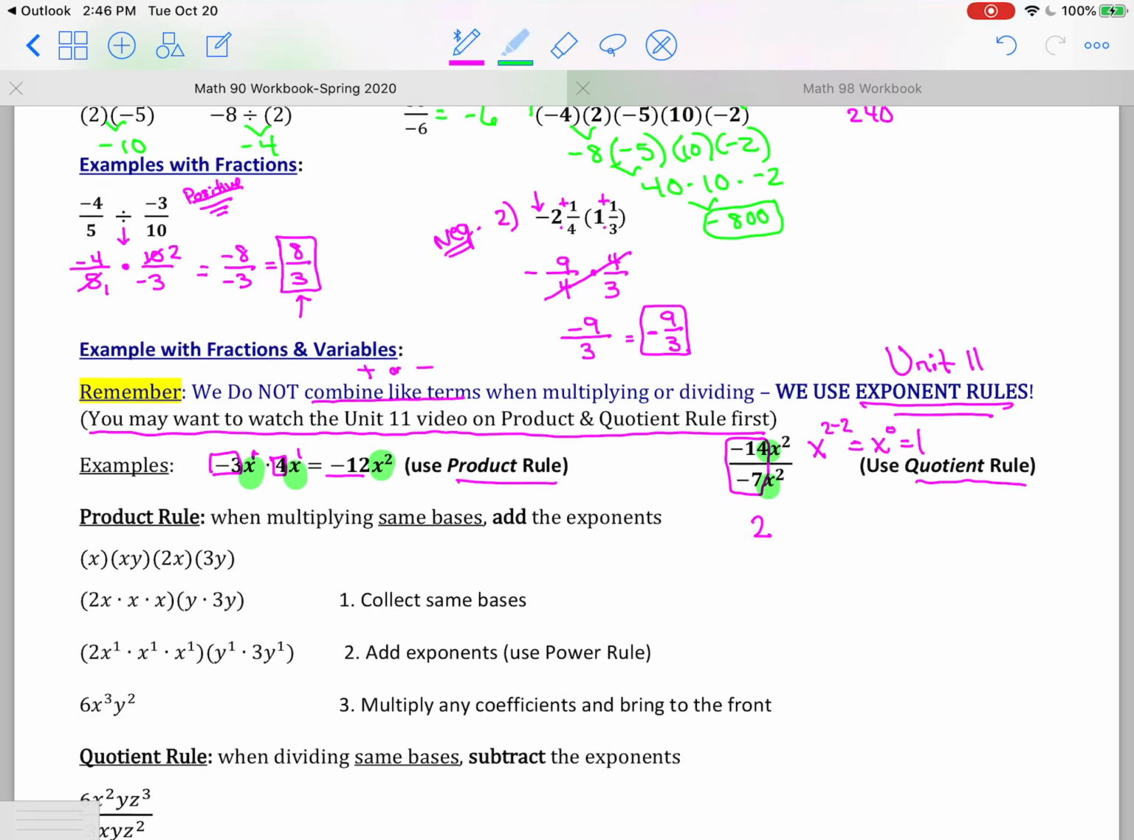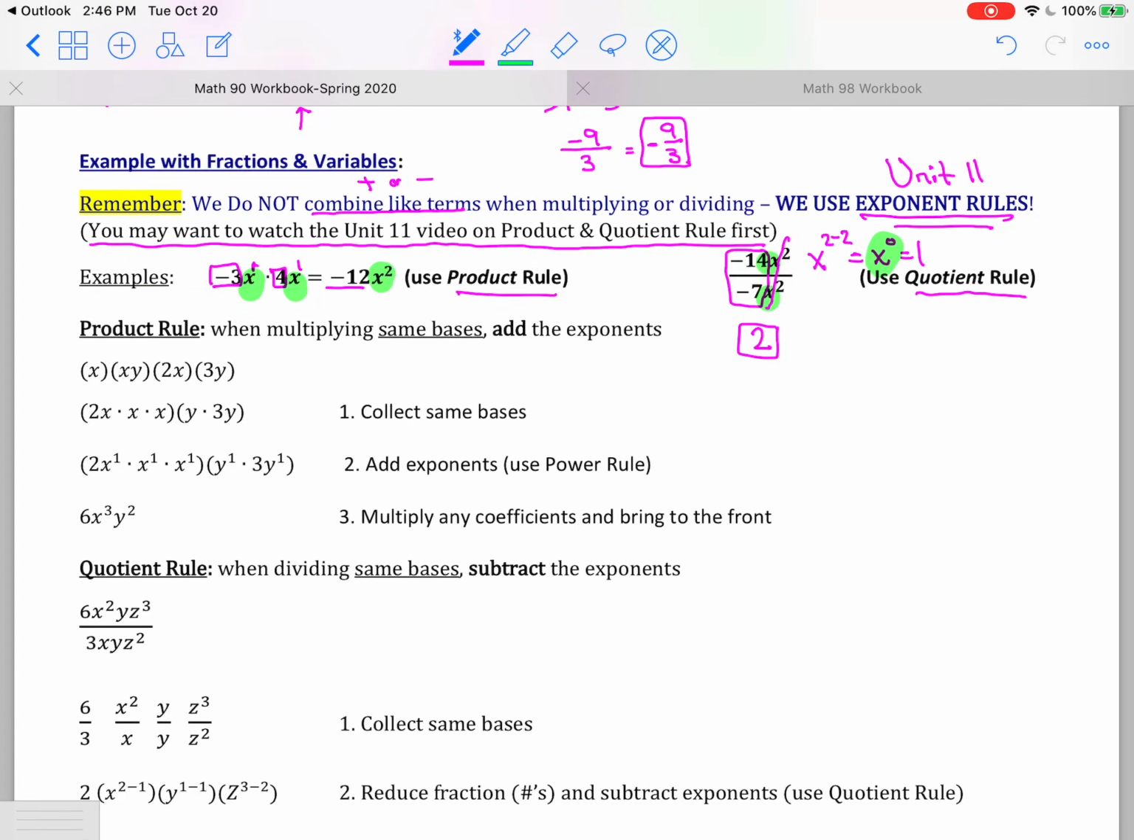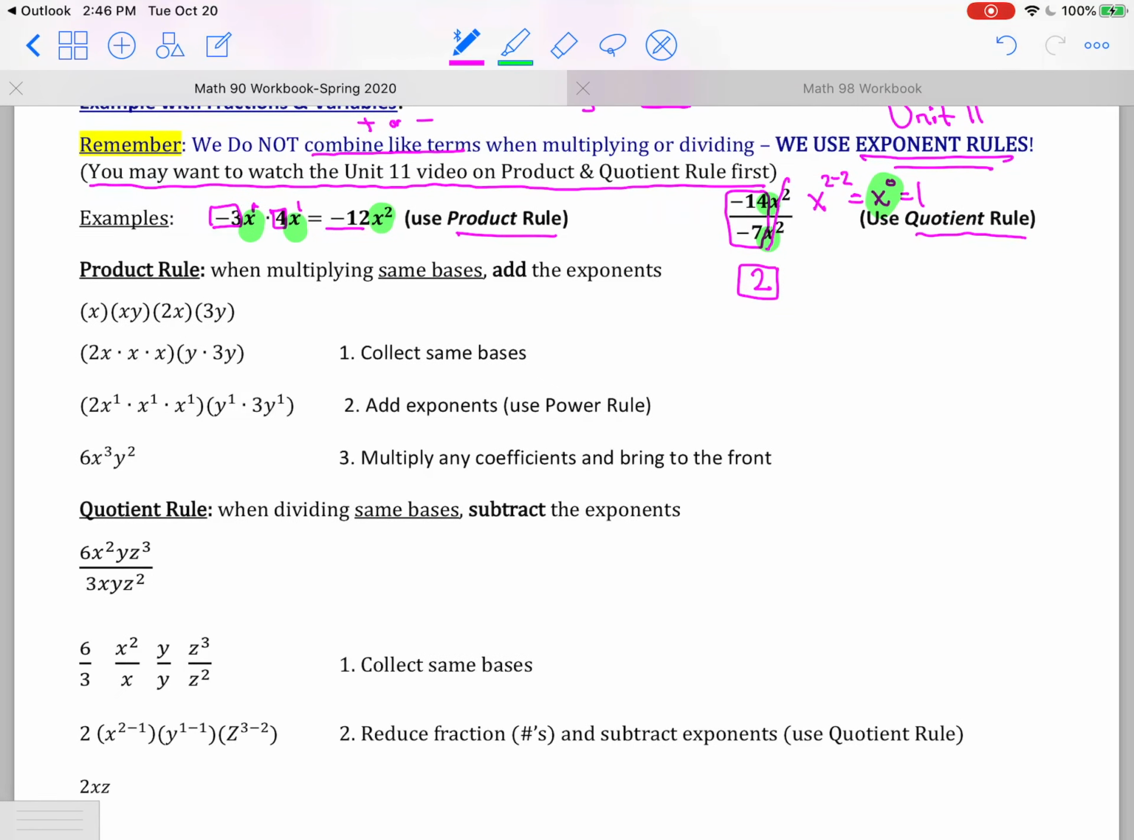This is also going to bring up another rule right here. Any number that's to a 0 power is always equal to 1. It's kind of a strange concept, but I love this example in that it shows why anything divided by itself is equal to 1. So x squared divided by x squared is just going to equal 1, isn't it? So those x squareds cancel out, leaving a 2. We'll definitely do a lot more examples of that sort of thing in Unit 11.